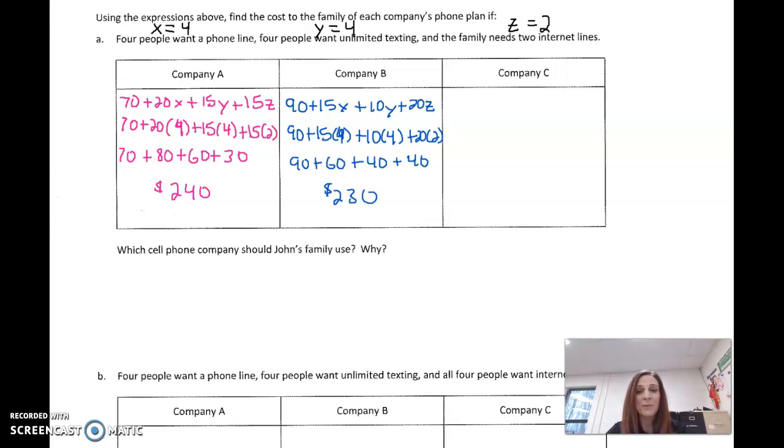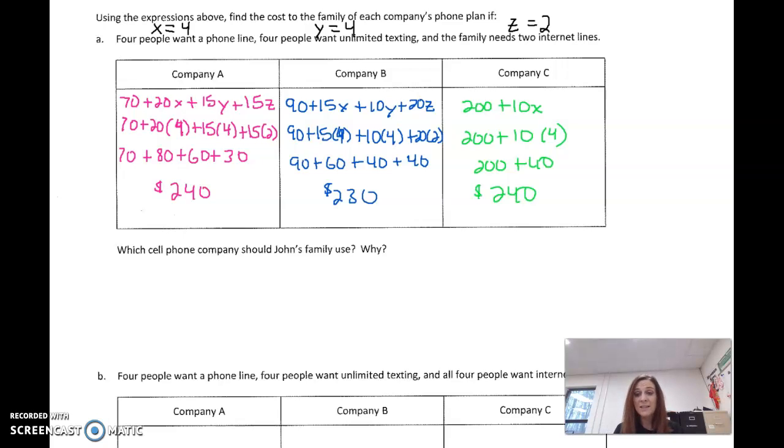And then finally we have Company C. Remember, Company C was a big monthly payment, but it included a lot more stuff. So in this case, I only need to go 200 plus 10 times x, which is 4, because the rest is included. So that's 200 plus 40, so that's $240.